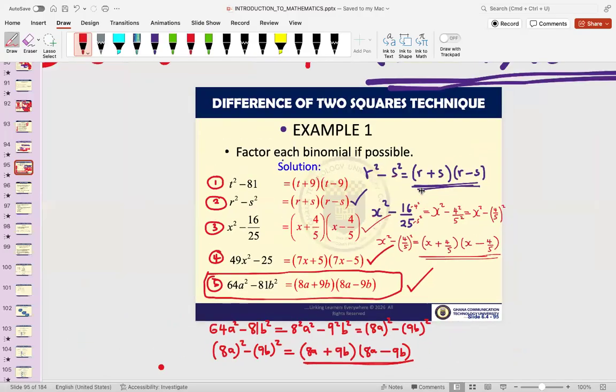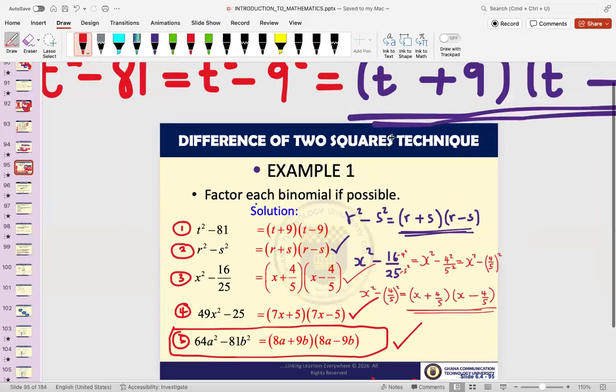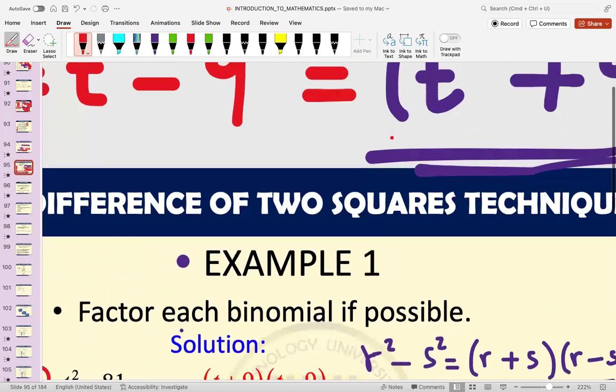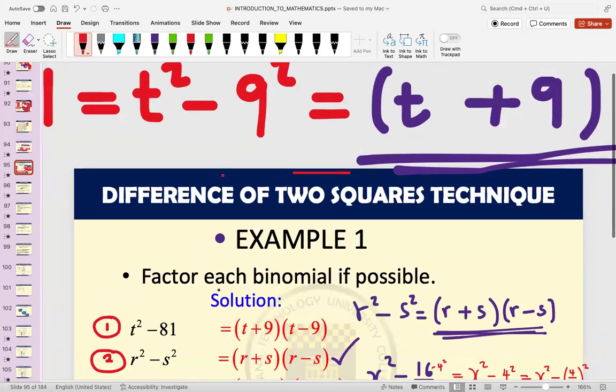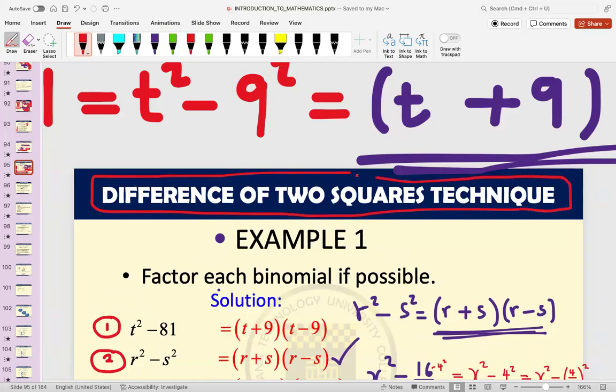So, ladies and gentlemen, this is what is known in introduction of maths as the difference of two squares technique.